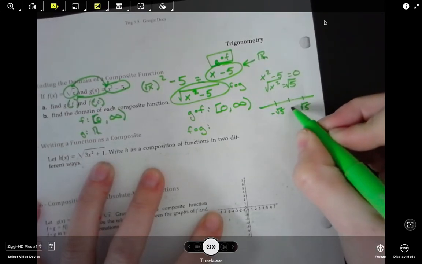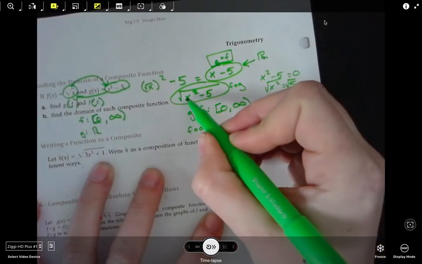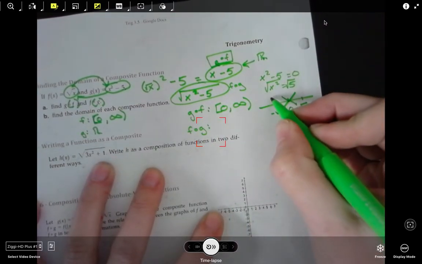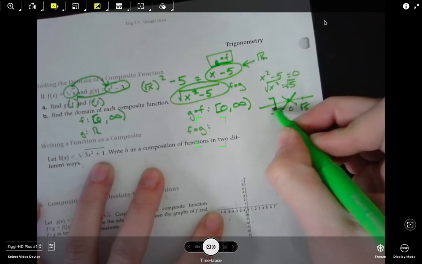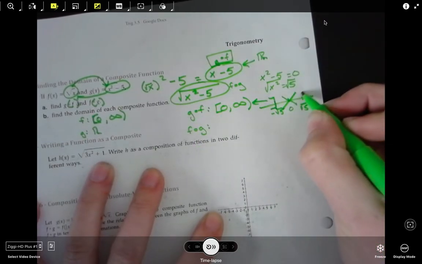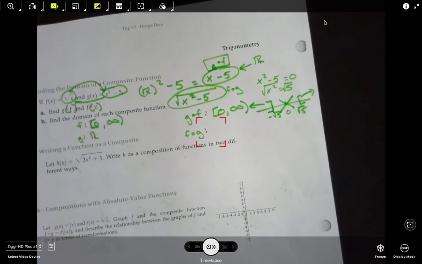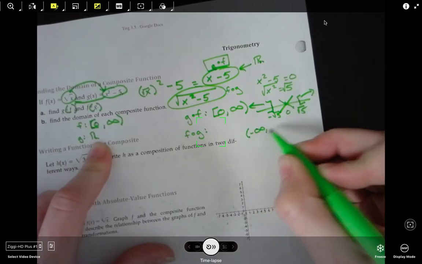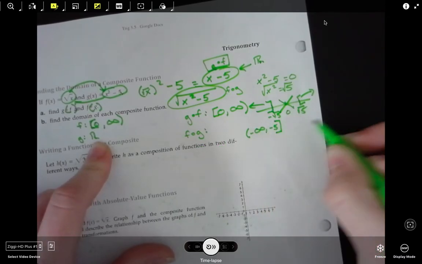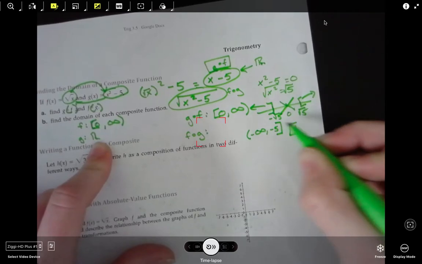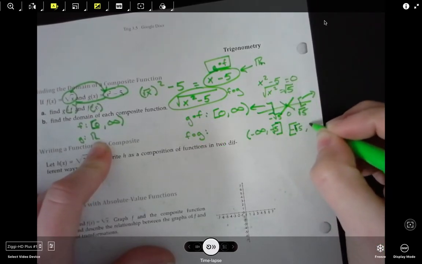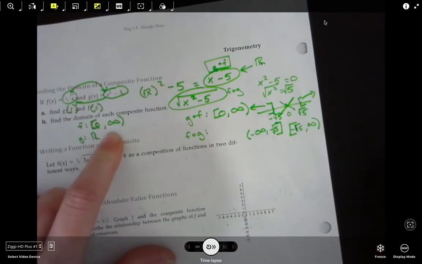I'm just going to test 0 in between there. If I plug 0 in, 0 squared minus 5 is going to give me a negative, so I can't have that. So I have this and beyond, and I have this and beyond. Now we need to look at the most restrictive. So I have negative infinity to negative square root of 5 as one of my parts, and then positive square root of 5 to infinity as my other part.